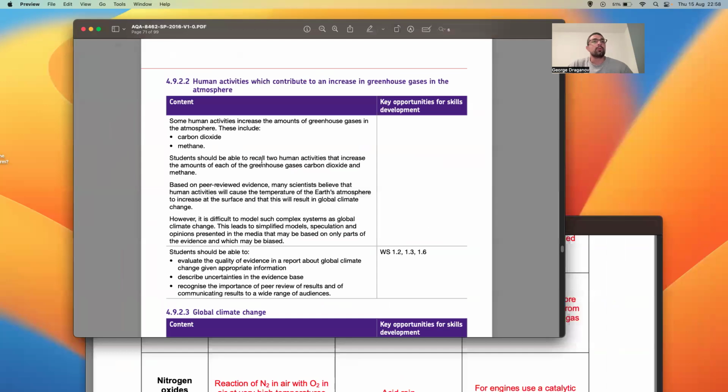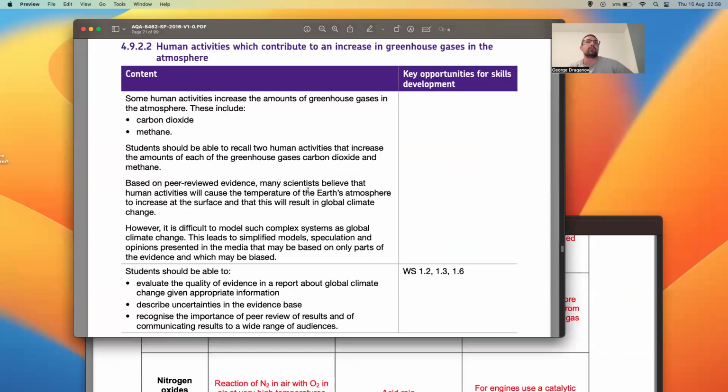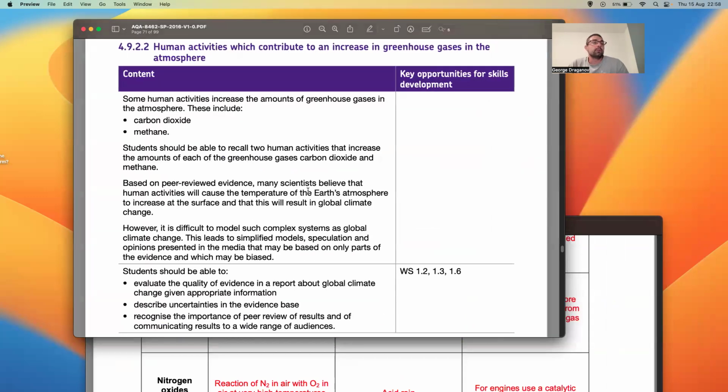If we go back to the course, based on peer-reviewed evidence, many scientists believe that human activities will cause the temperature of the Earth to increase and resulting global climate change. There's nothing that you need to actually do about that point. And lastly, the thing they want you to recognize is that evidence can sometimes be simplified. Sometimes they can take an extract of the evidence, and social media or the common news media can make very biased news headlines by using only part of the evidence because they want to construe what they want to construe.